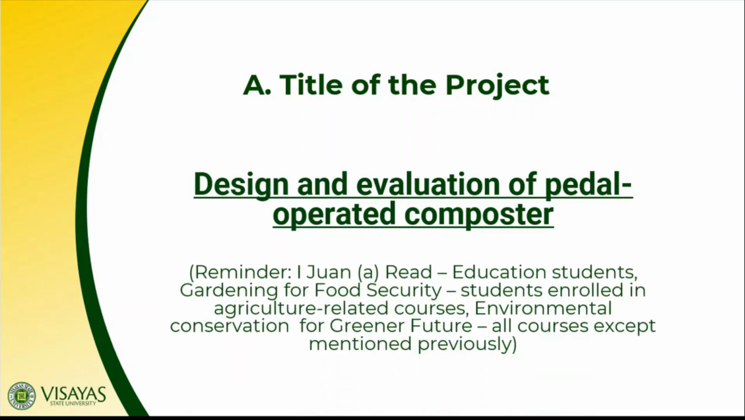Again, let's remind ourselves of the thematic areas. This one is for education students. Gardening for food security is for students enrolled in agriculture and agriculture-related courses. Environmental conservation for a greener future is for all courses except those mentioned previously. So in this example, as I mentioned earlier, we take environmental conservation for a greener future.